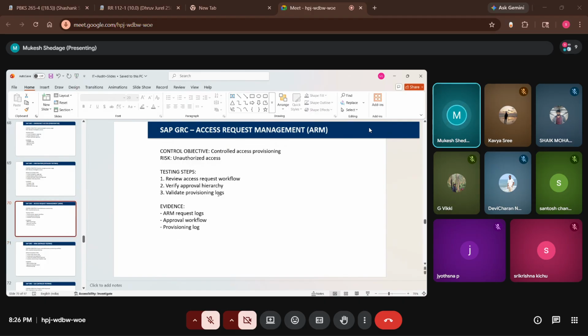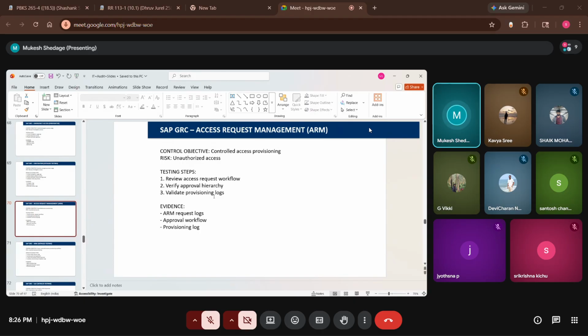So here we will review the access request workflow. Access request workflow means who is initiating the access, who is approving the access, who is giving the access. Verify approval hierarchy means above me who is there, above that who is there, above that who is there, that approval hierarchy needs to be verified. After that, provisioning logs. Provisioning log means the access given logs, that is SU01 logs. That's it.